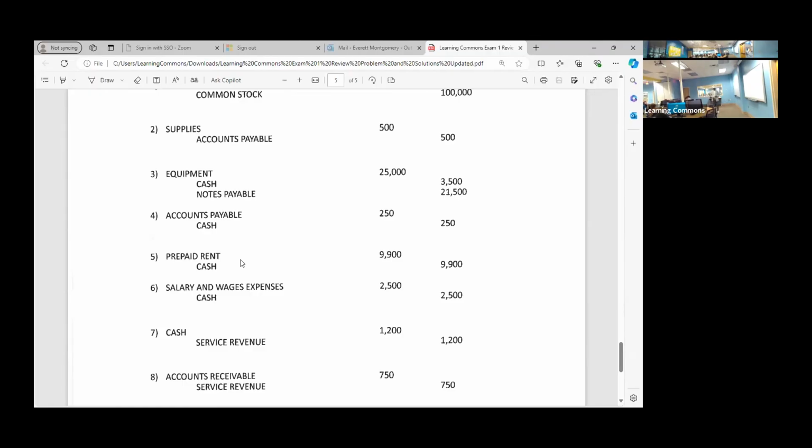For number 5, you got to do prepaid. You got to put prepaid. Anything you pay up in advance is going to be prepaid. It's going to be an asset. All right, it's going to be an asset.